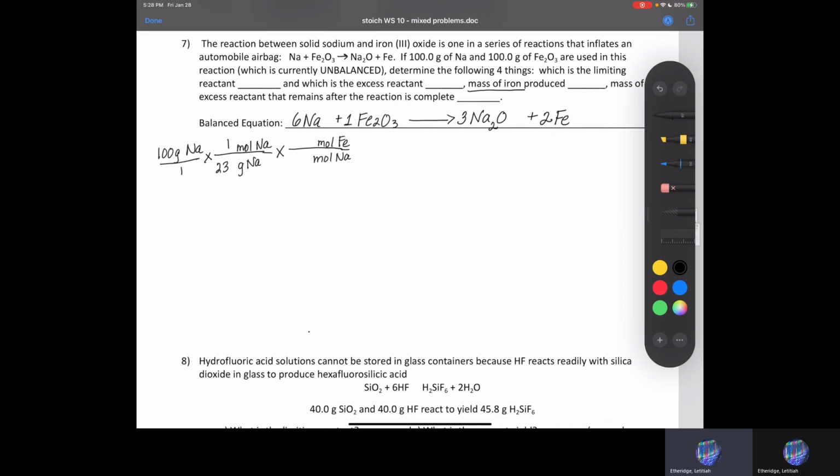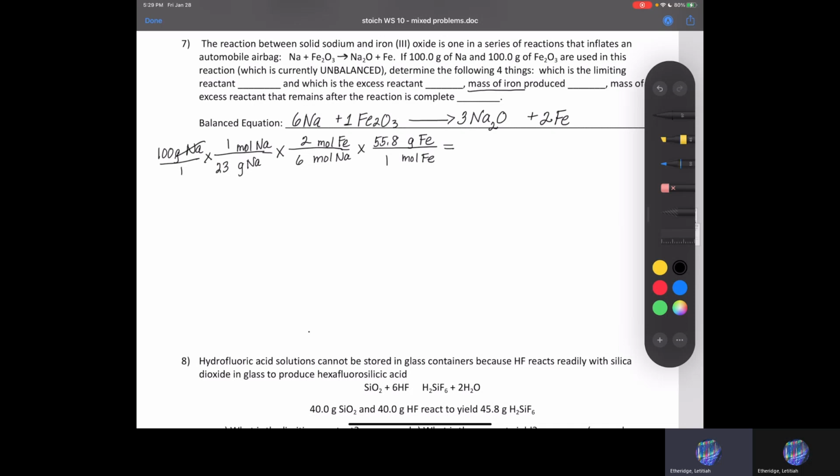When I take a look at my balanced equation, I am in a 2-to-6 relationship. And then I need mole of iron on the bottom because it's on the top in the previous equation. And then my molar mass of iron is going to be 55.8. I think it's 55.85. If you want to add the extra digit, please go ahead.